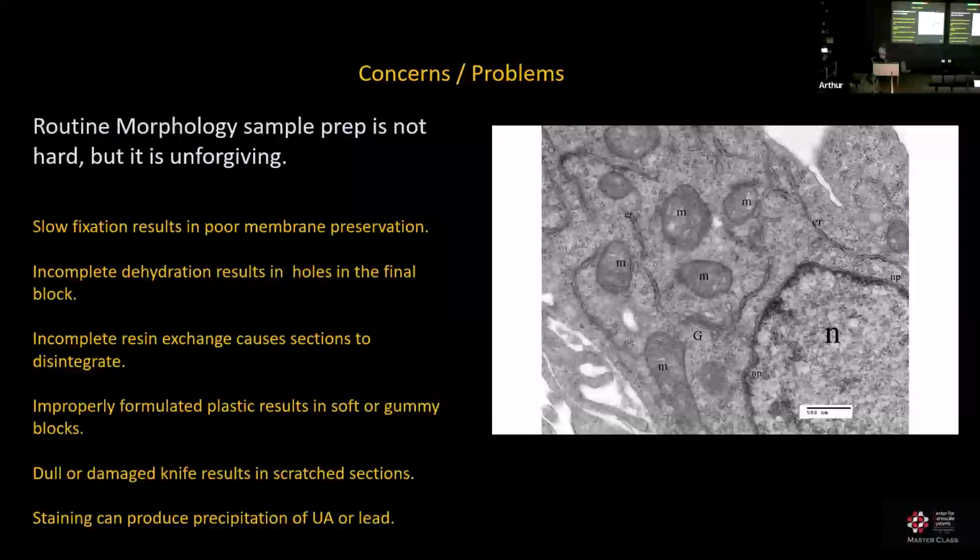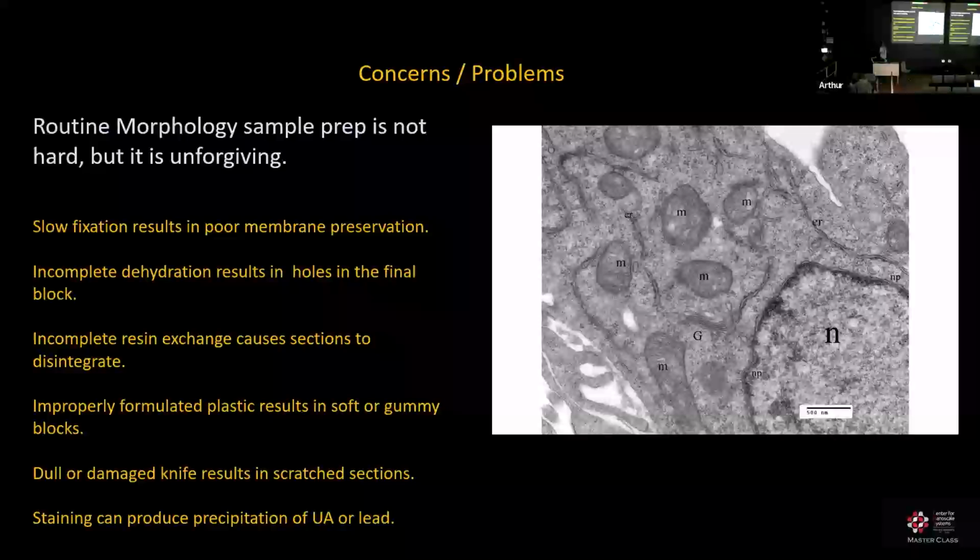All right, so concerns and problems. Routine morphology sample prep is not hard. It's simply changing solution after solution, but it's unforgiving. What makes it hard is that you can't make any mistakes. If you have made your fixation improperly, or you have slow fixation, then you don't get good membrane preservation. And the membranes are basically what's defining all of our organelles. So you have no contrast then.